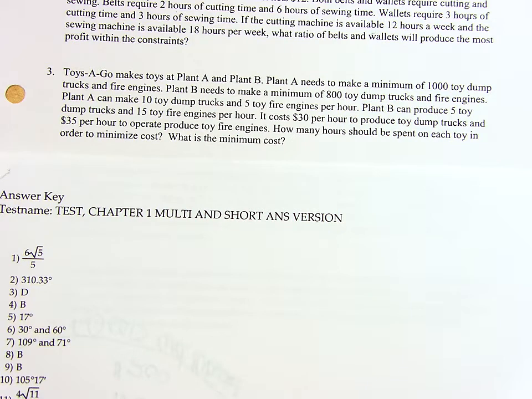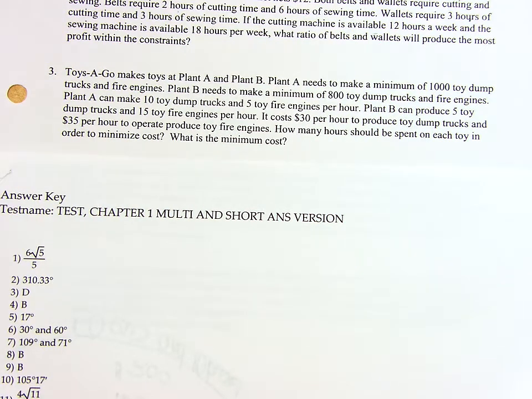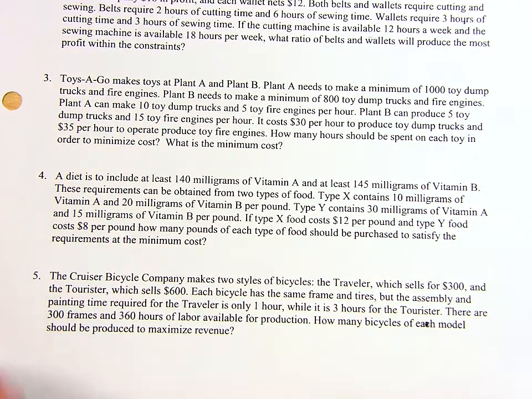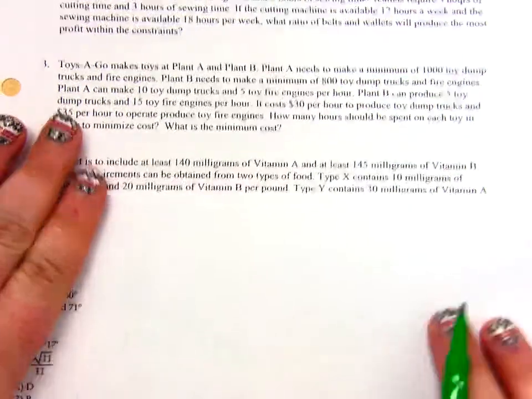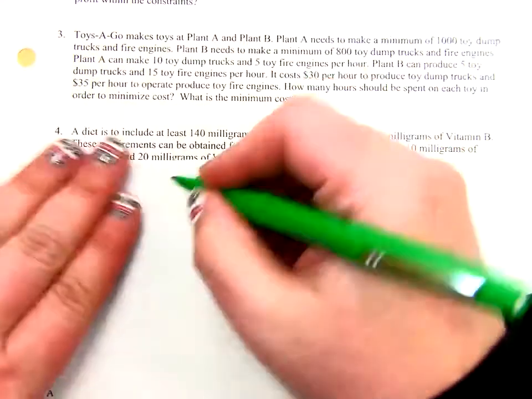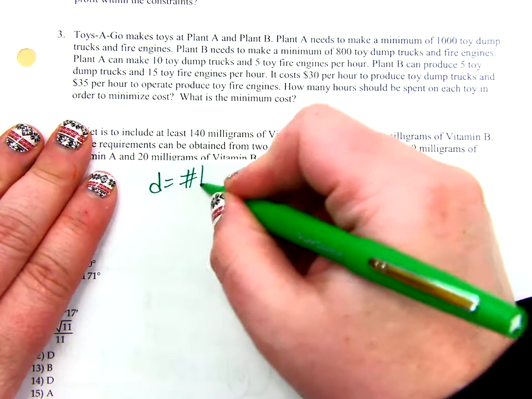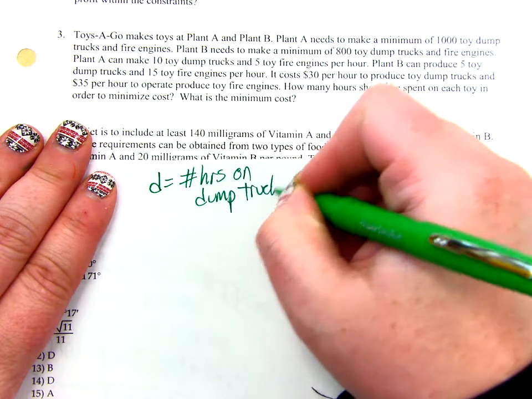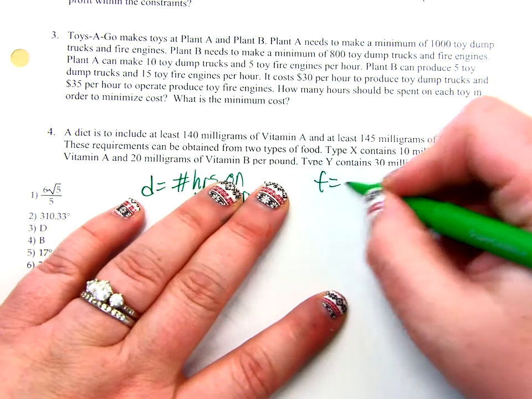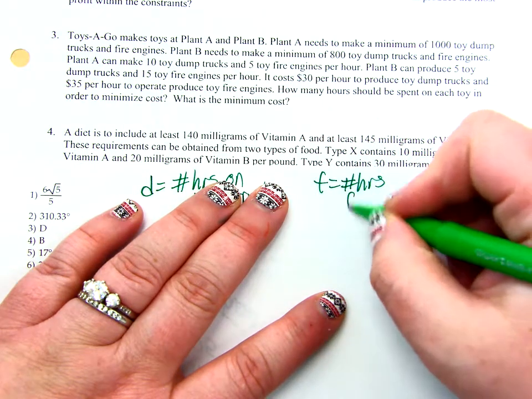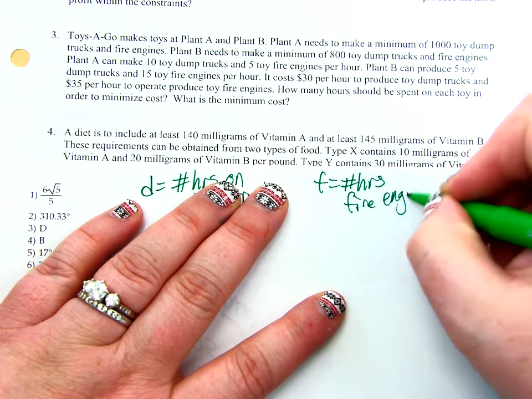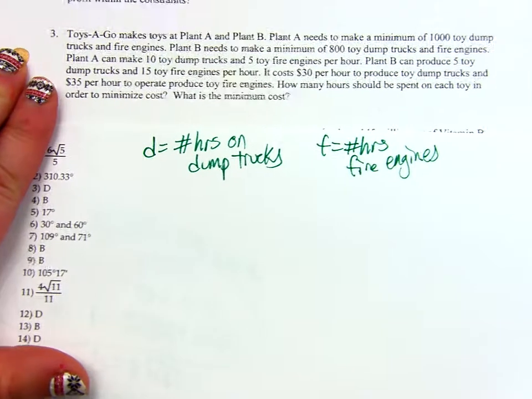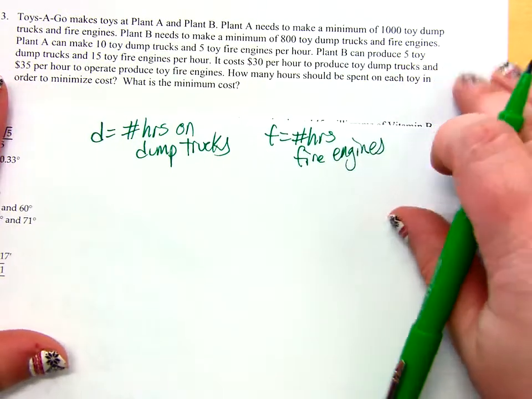Okay, so we're going to start off the same way. How many hours should be spent on each toy? So we're going to have the number of hours spent making dump trucks and making fire engines. Let's say D is the number of hours on dump trucks, and F would be the number of hours on fire engines. Okay, so there's my two variables.